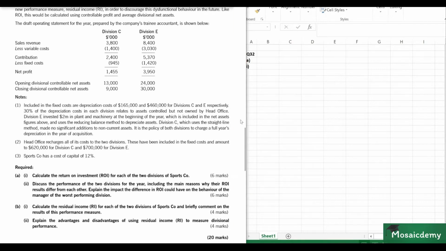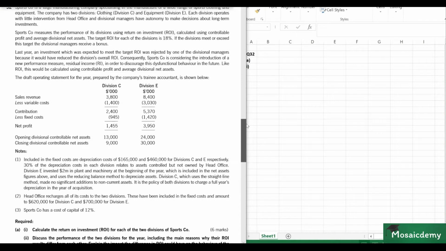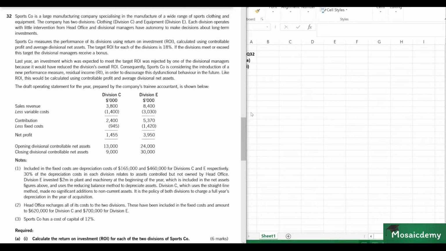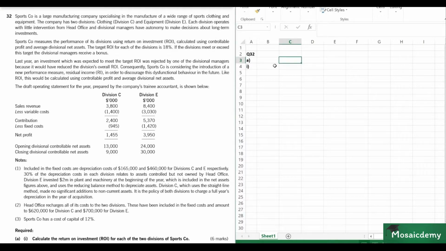That's pretty good because generally speaking, ROI does not take too long to calculate. Okay. So before we go into the question itself, what was the formula of ROI? ROI was simply your controllable profit divided by your controllable capital employed, right? So let's just make a table for the calculation. We'll need our controllable profit and we'll need our controllable capital employed. But let's see what the calculation will entail, right?